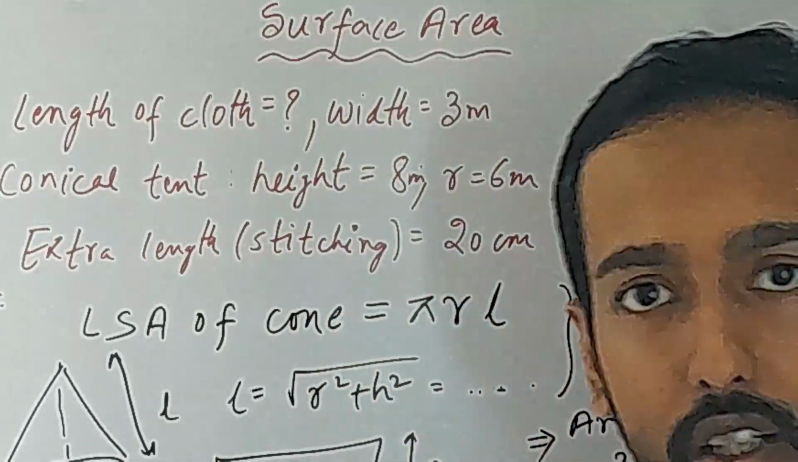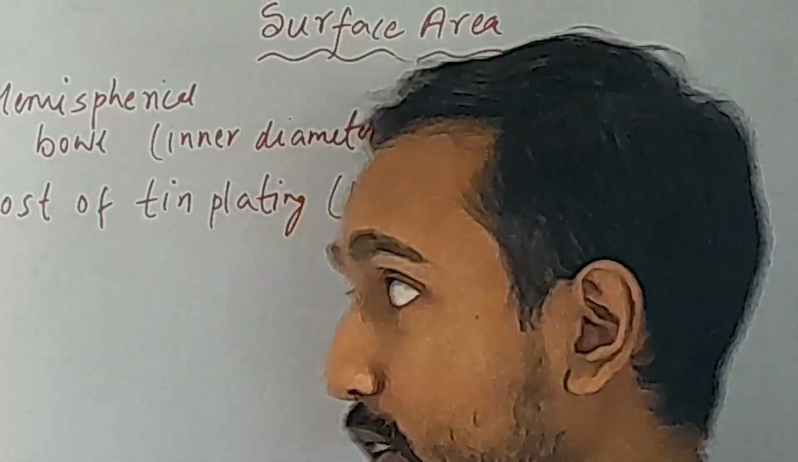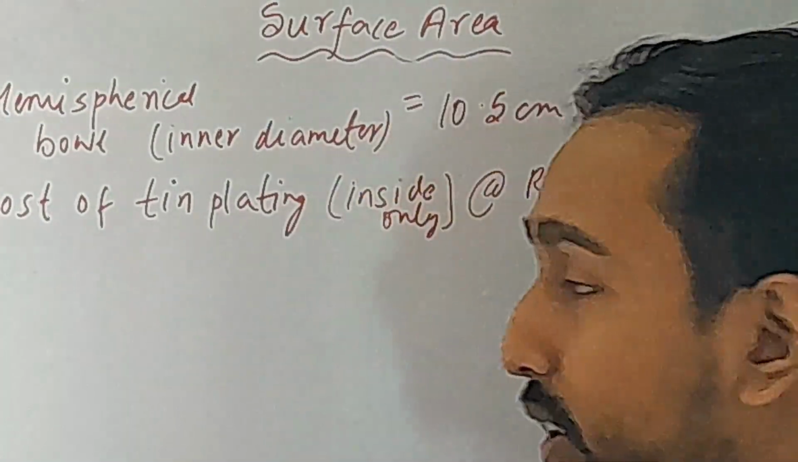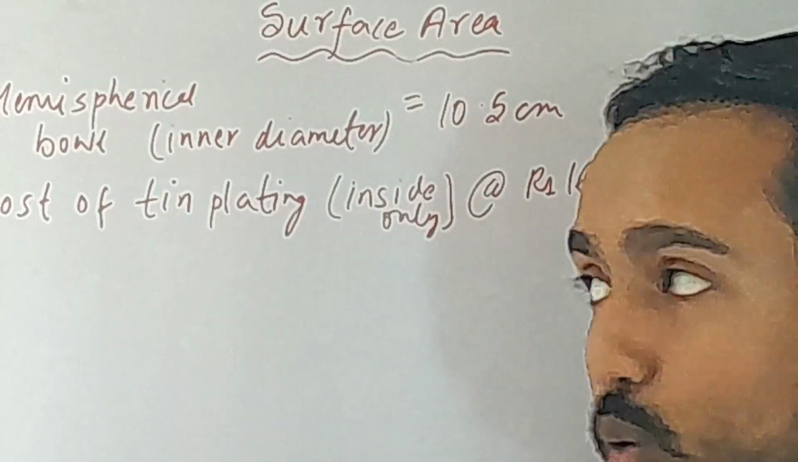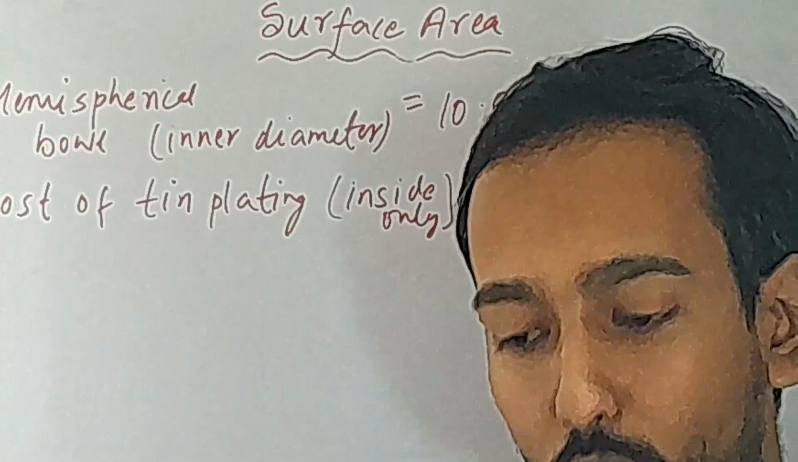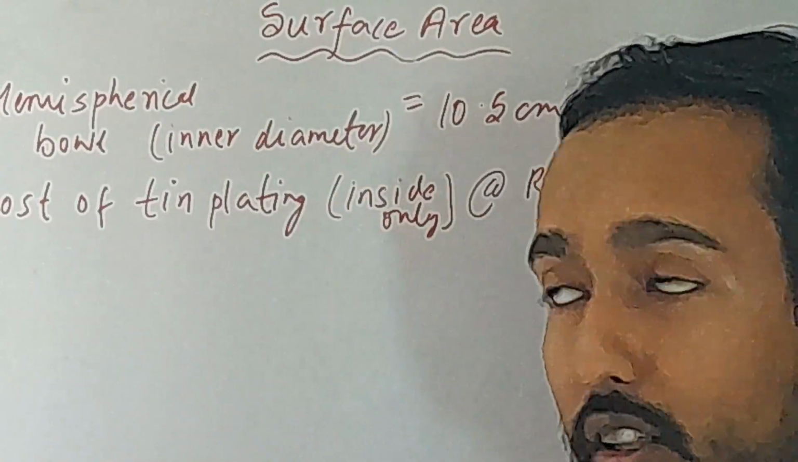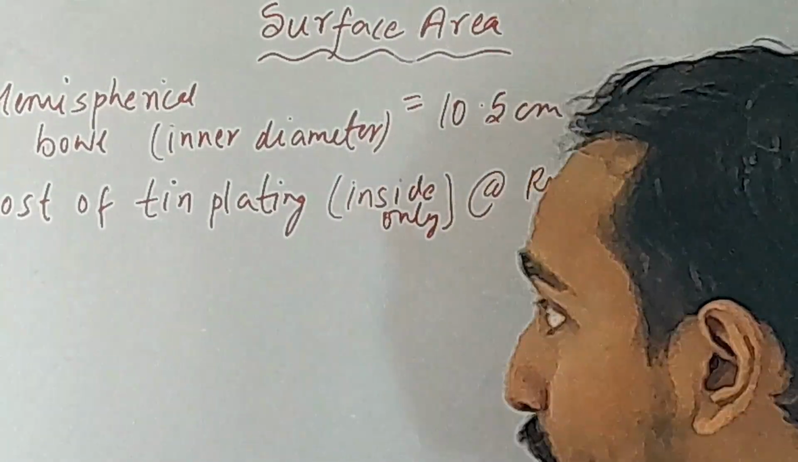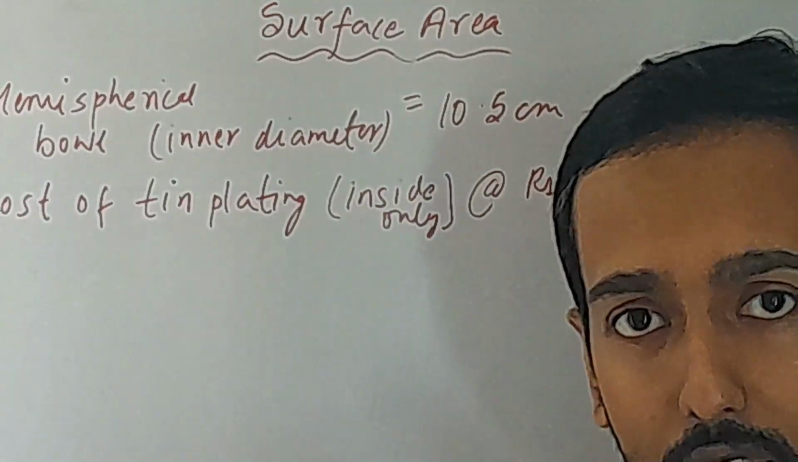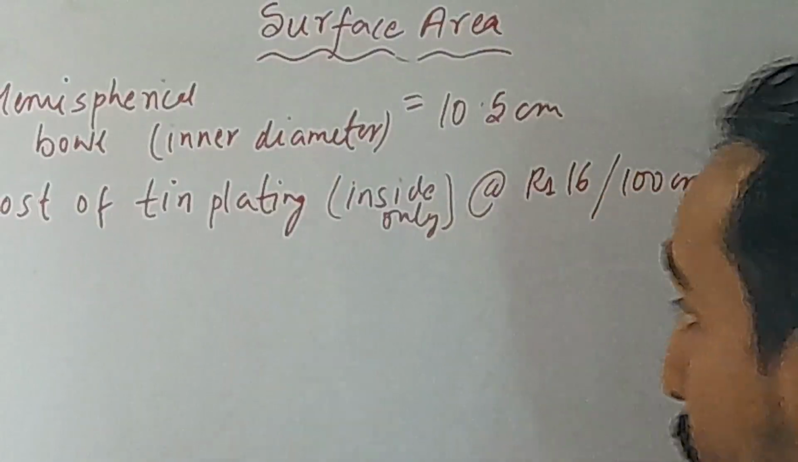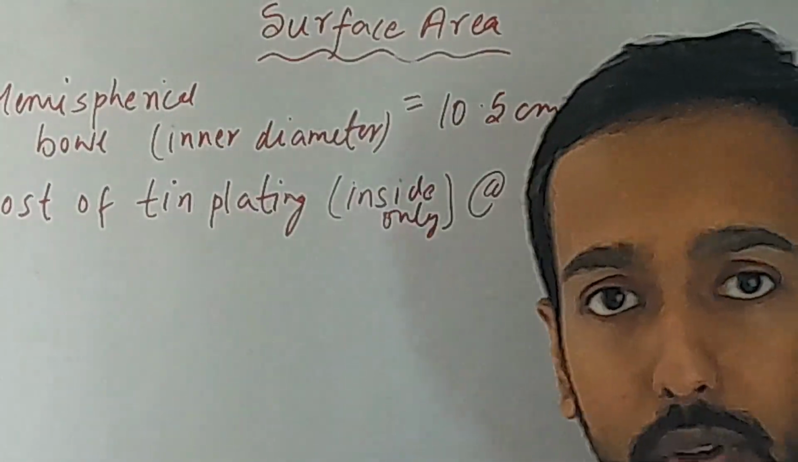Let us move to the next question. So students, this is another question which is related to the surface area of a hemisphere. In this question a hemispherical bowl is given whose inner diameter is 10.5 centimeter. There are two types of diameters in a hemisphere, outer diameter and inner diameter. We have to find the cost of plating tin on the inside of this hemispherical bowl if the rate is rupees 16 per 100 centimeter square.